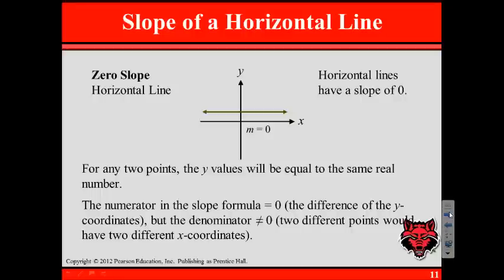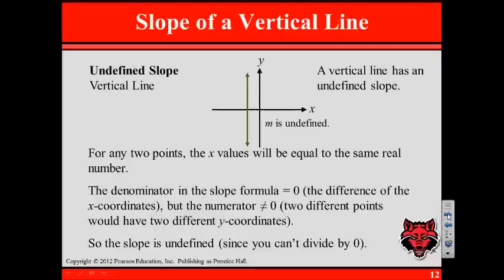So remember, for any 2 points, the y values will be equal to the same real number if we have a horizontal line. The numerator in the slope formula would be 0, but the denominator would not be 0, and therefore we would have a 0 slope. So just remember, horizontal lines always have an equation, y equals a number, and they always have a slope of 0. Vertical lines always have the equation, x equals a number, and they always have a slope that is undefined.